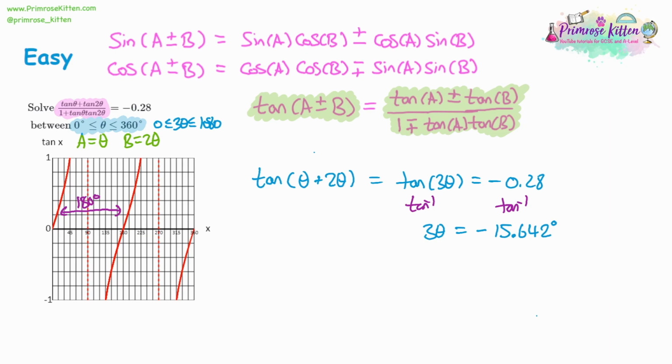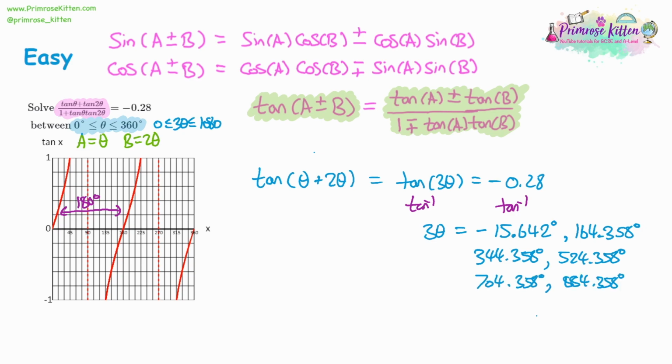So we can type the negative 15.642 into a calculator, and we can just keep adding 180 until we get past 1,000, which is our upper limit. So add on 180 once, and we get 164.358 degrees. Add on another 180, and we get 344.358. We can add on another 180, another 180, and we can see we're still inside the range. So add on another 180, and let's try one more.